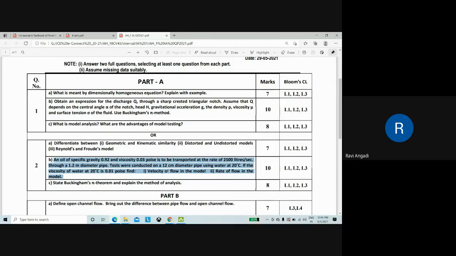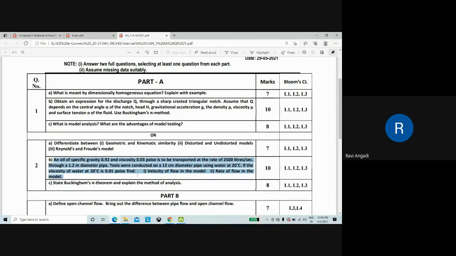Some of you have written directly the answer, some of you have solved stepwise. Whenever it is asked for 10 marks, you should write each and every data clearly. You have to substitute in the formula. You have to give the Reynolds number, write the Reynolds equation, and calculate the velocity of flow and rate of flow.